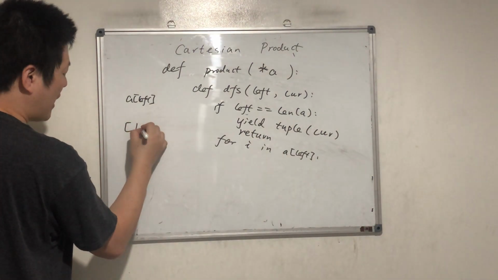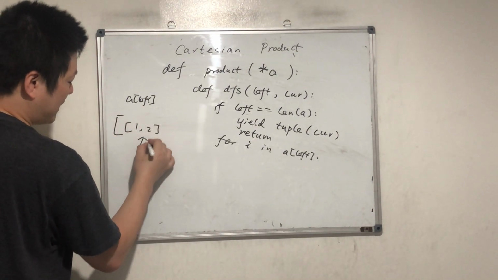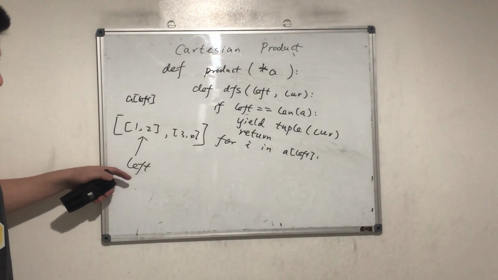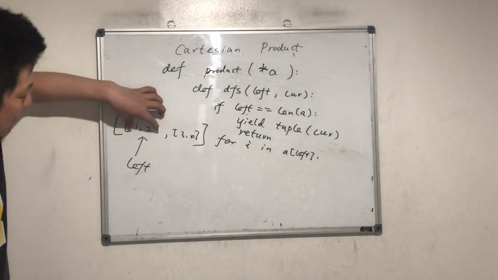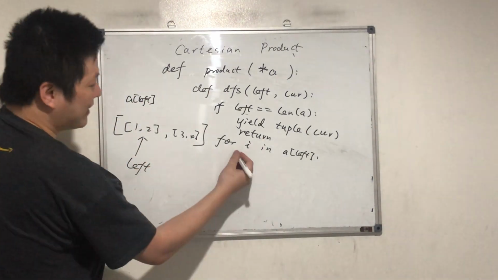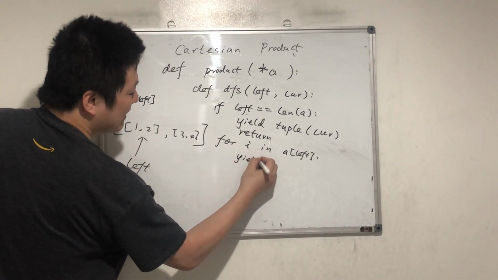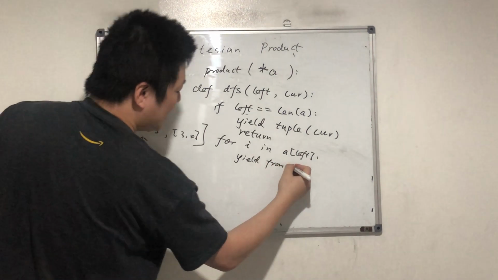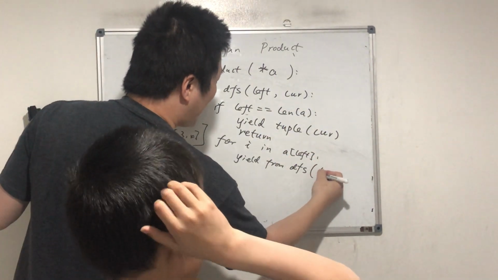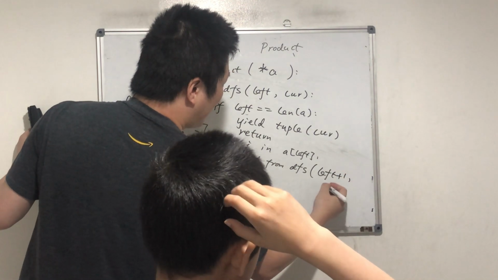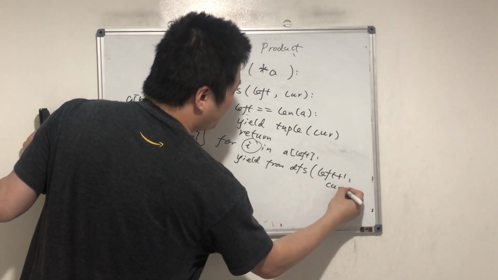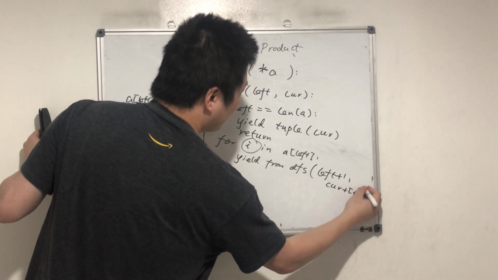So look, this is 1, 2. Left is here, another 3, 4. Okay, Eric, look. Left is here, right? A left is this thing. And A left, I will be 1, will be 2. And then I need to do what? Yield from DFS. Look at this yield from. I want to yield from what? DFS and left plus 1. And current, if I choose I, then there will be current plus I, right?